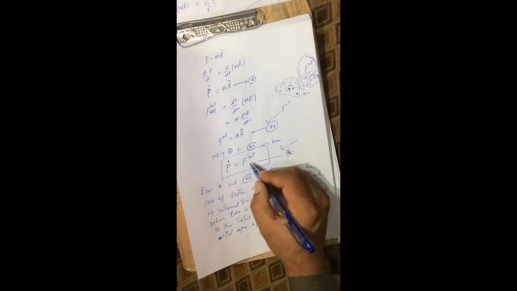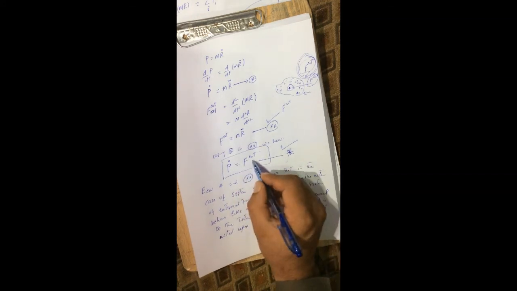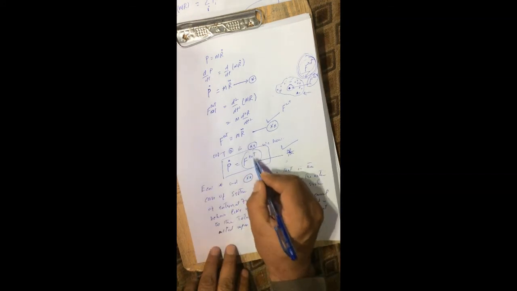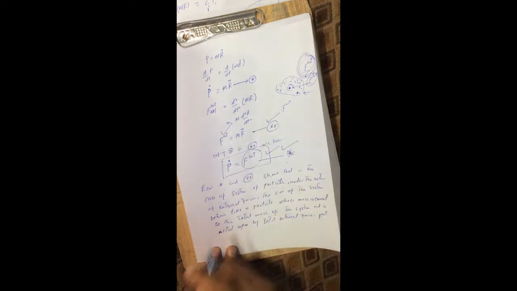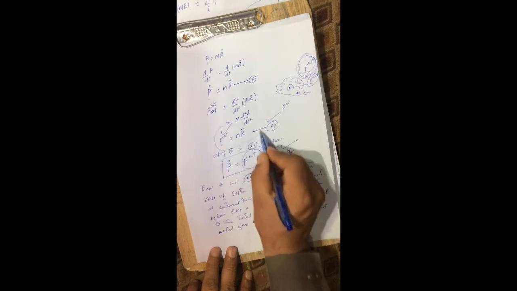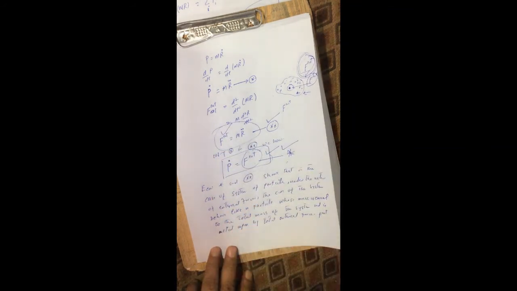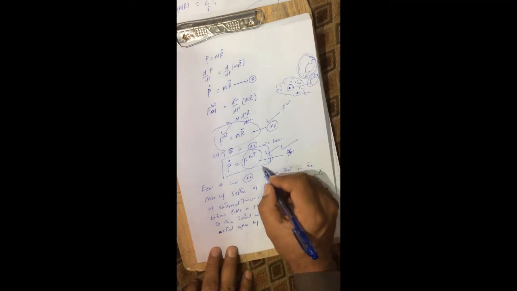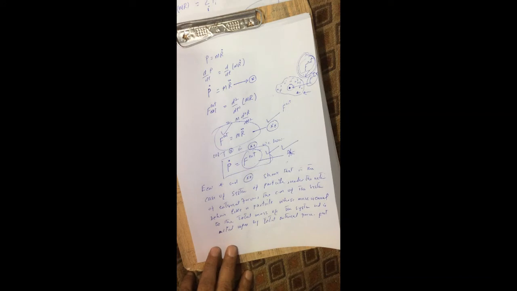Now here we see that the motion of the center of mass of the system is independent of internal forces, because we have only the external force here, and similarly only the external force here. There is no internal force involved in these two equations. So it means that the motion of the center of mass of the system is independent of the internal force.